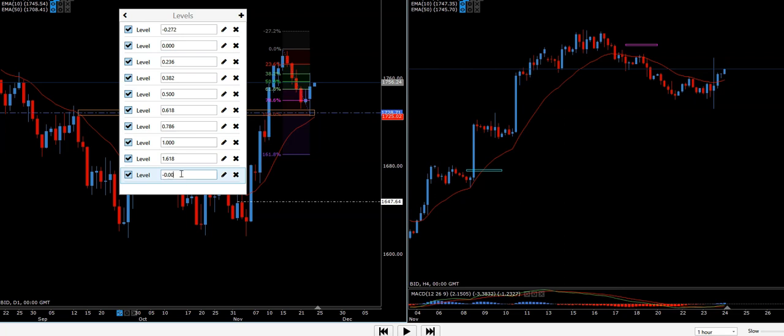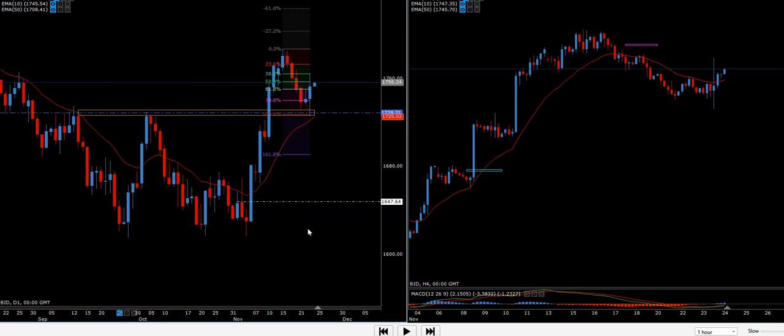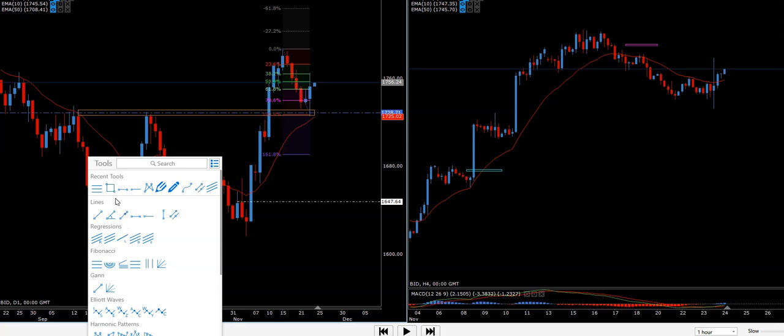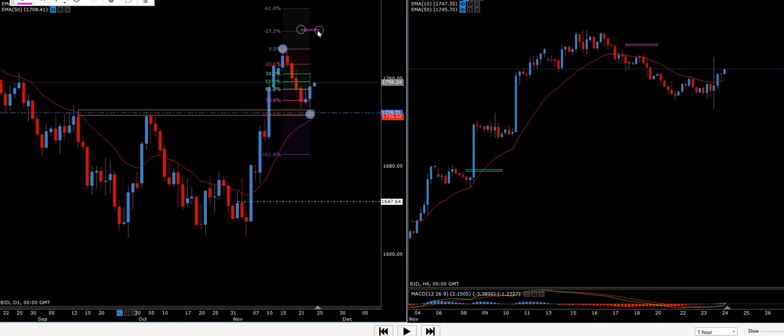Minus 0.618, and then it should be visible there. Right, so it should have been in red, but it's okay. So these are the possible target levels, okay? Nice levels also used by trading firms and institutions. Okay, so we get rid of the Fibo in there.